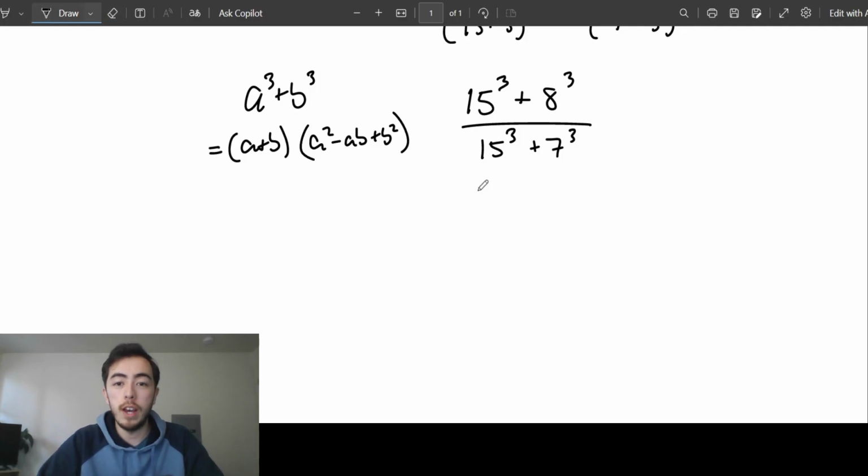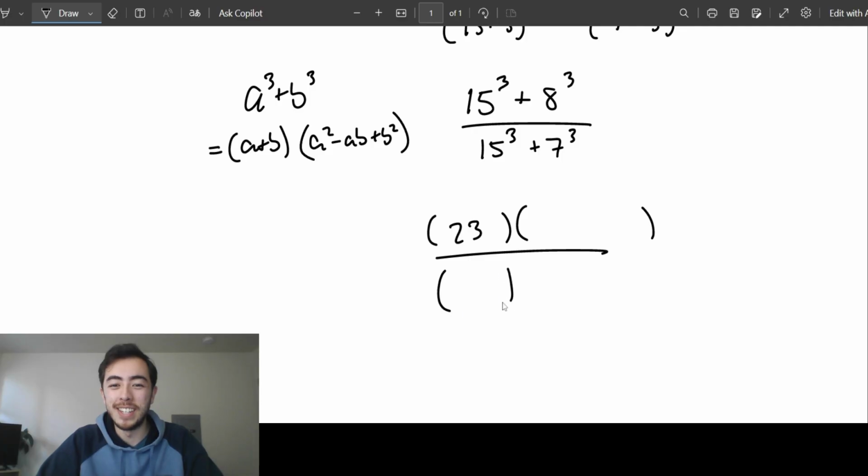So I can use this factoring to rewrite the numerator as 15 plus 8. That's going to be 23. And then whatever else goes here. And then we get a 15 plus 7. That's a 22 right there. A squared minus ab plus b squared. So a squared is 15 squared. That's 225. So that's going to be the same thing here and here. AB on top is 8 times 15. That's 120. AB on bottom is just 15 less, and so that's going to be 105. And then B squared on top is 64, B squared on bottom is 49.